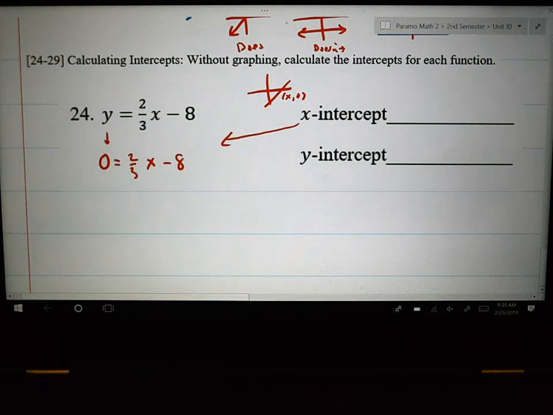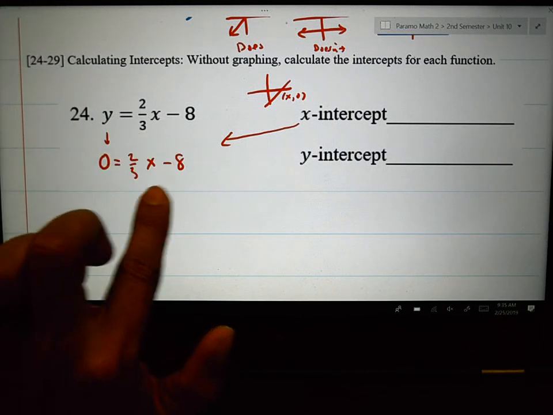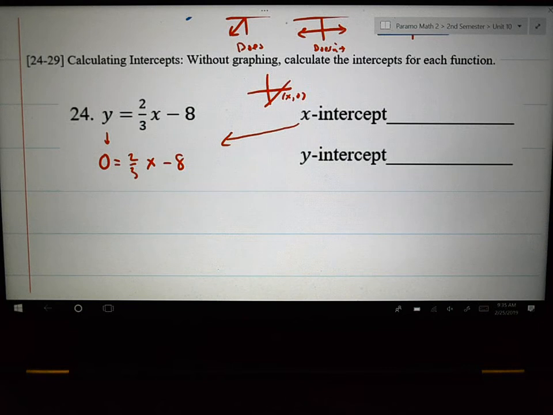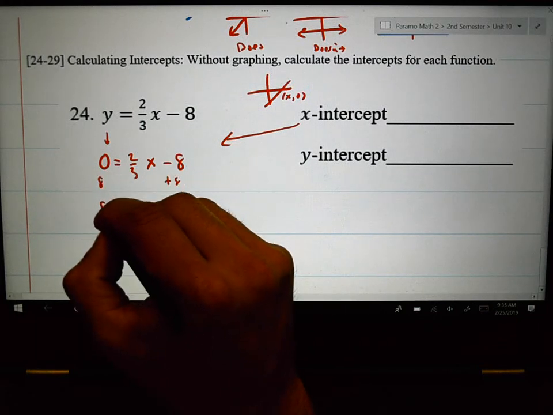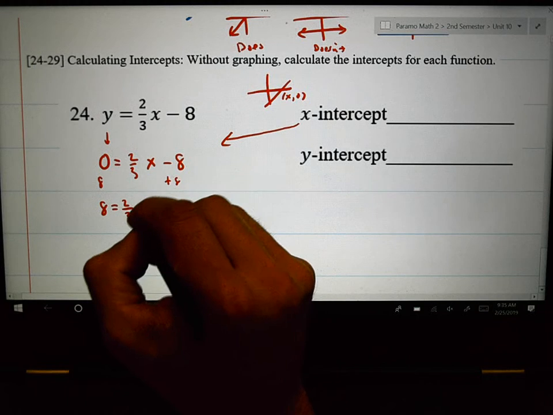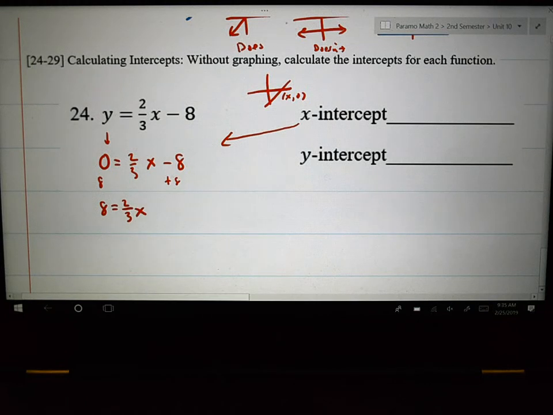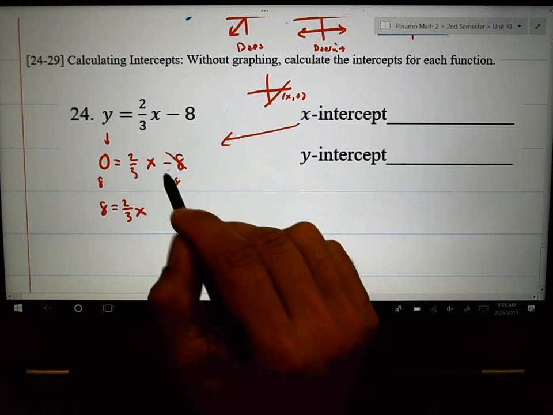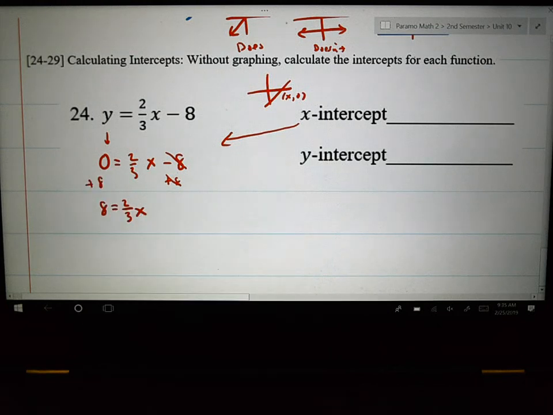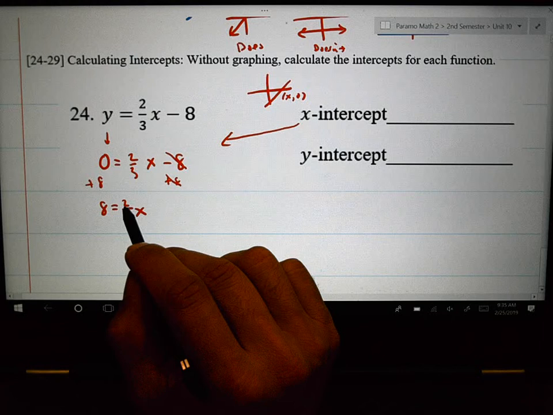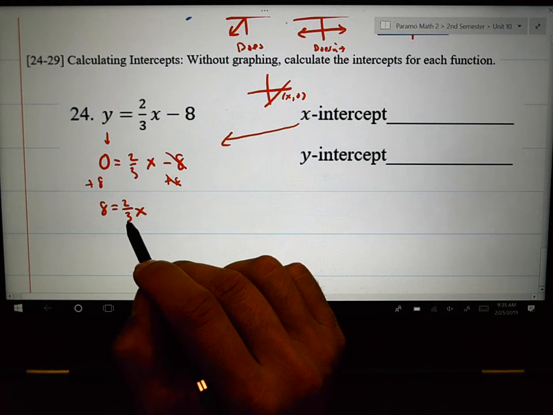So the math behind this would be plugging a 0 in here and figuring out what does x have to be to get that y. Here's what you do. You add 8. 8 equals 2/3 x. Minus 8 plus 8 makes 0, goes away. Plus 8 there makes 8. And I want to get rid of the 2/3. 2/3 is multiplying the x. You can divide by 2/3.